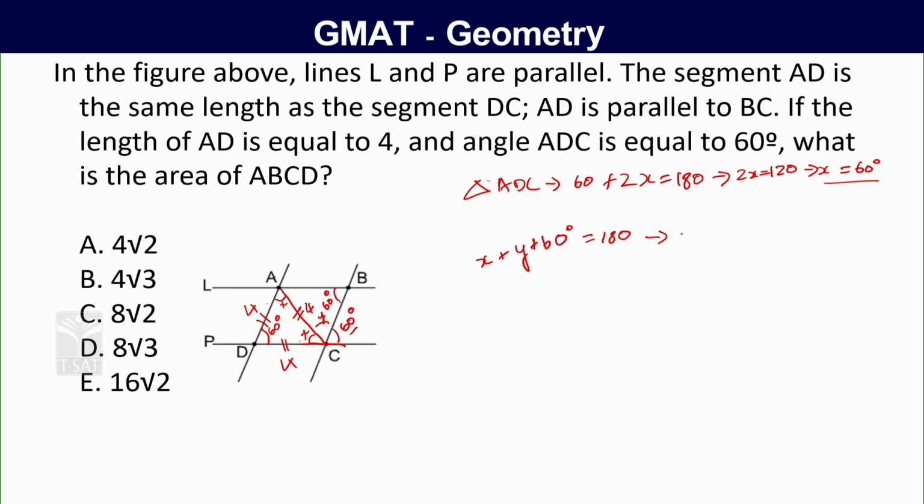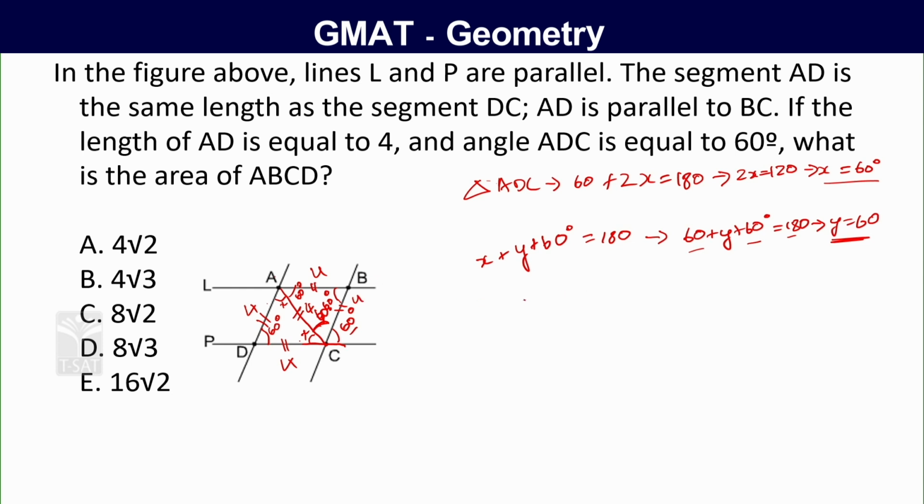So you know that x is equal to 60 degrees. Substituting that, you will get that this angle y also comes out to be 60 degrees. 180 minus 120, 60 plus 60. So this angle also comes out to be 60 degrees. Thus the third angle also will come out to be 60 degrees. This is again an equilateral triangle of side 4 units.